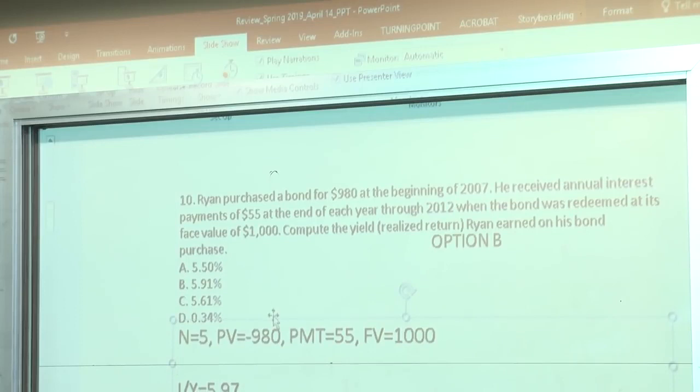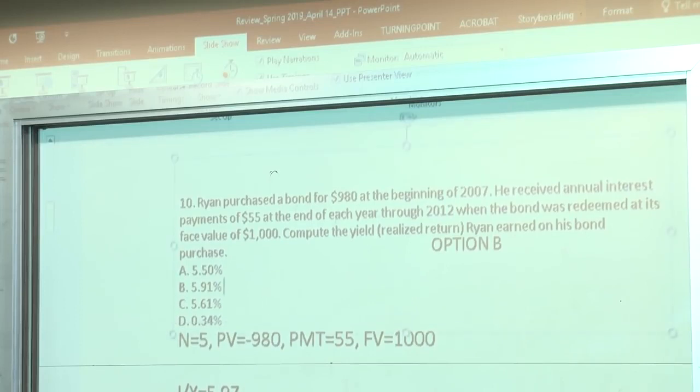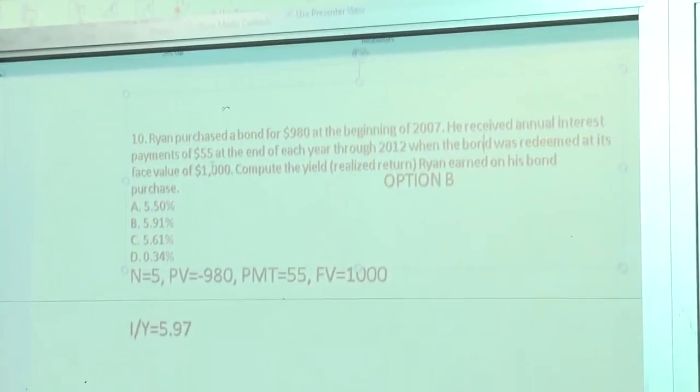Purchase a bond for this, and so this is the percentage rate of return, right? No, it's time. This is time. It's time value of money. So this is the purchasing price, and receive annual payments at the end of each year for 5 years. When the bond is redeemed at the face value 1,000, calculate the yield, the YTM, right?